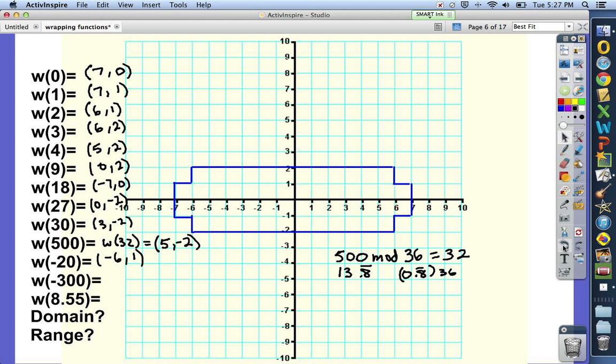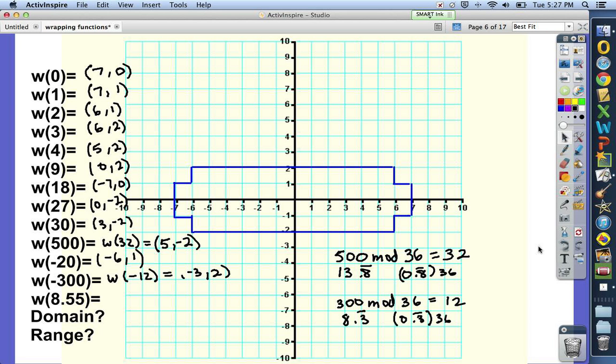A wrap of 300, well, -300, but still we have to do 300 mod 36. 300 divided by 36 gives me 8.3 repeating. Subtract the 8, leaving you just the 0.3 repeating. Take that value and multiply by 36, giving you 12. So this would be the same as a wrap of -12. So -9 is here. 10, 11, 12, (-3, -2).